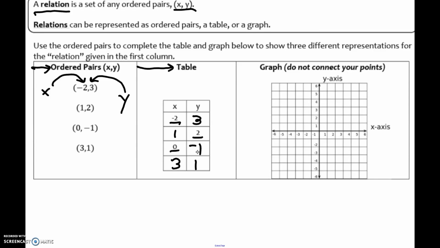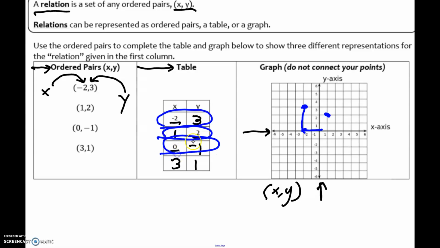We could also then take this table that we have in the second column and graph these points, x comma y. Remember, x is the horizontal axis and y is the vertical axis. So if I were to plot the point -2, 3, I would go -2 in the x direction and then 3 in the positive y direction, and I would make a point there. So I'm going to continue and plot the point 1, 2. I'm going to go 1 to the right and 2 up and make a point.